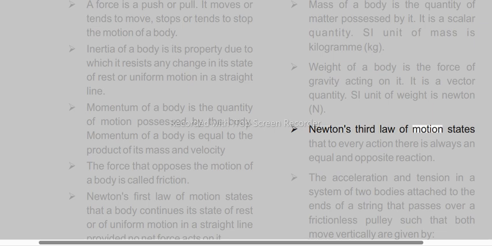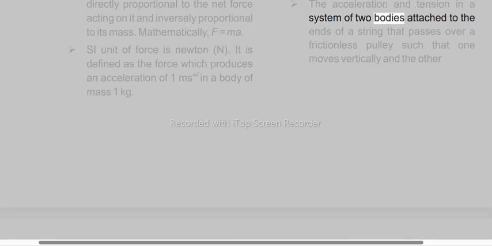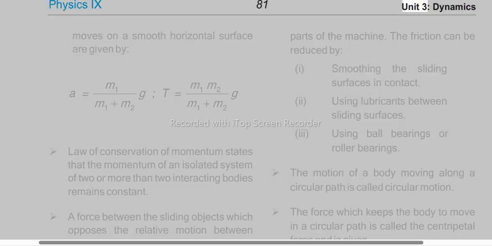Newton's third law of motion states that to every action there is always an equal and opposite reaction. The acceleration and tension in a system of two bodies attached to the ends of a string that passes over a frictionless pulley such that both move vertically are given by. The acceleration and tension in a system of two bodies attached to the ends of a string that passes over a frictionless pulley such that one moves vertically and the other moves on a smooth horizontal surface are given by. Physics 981 Unit 3, Dynamics.